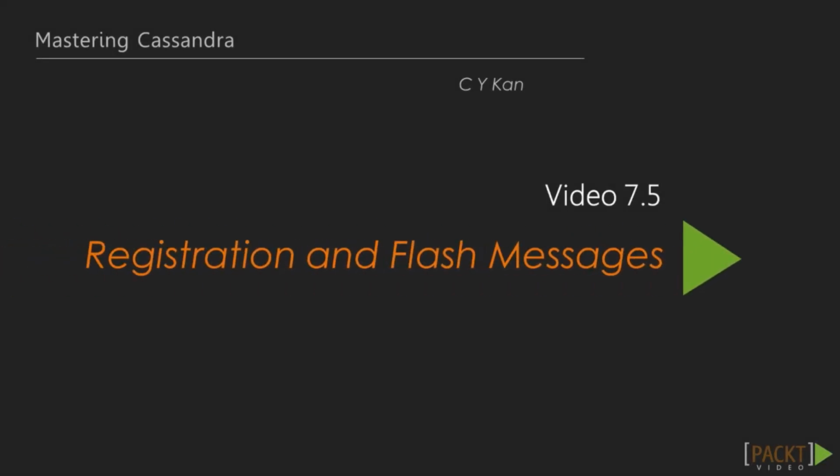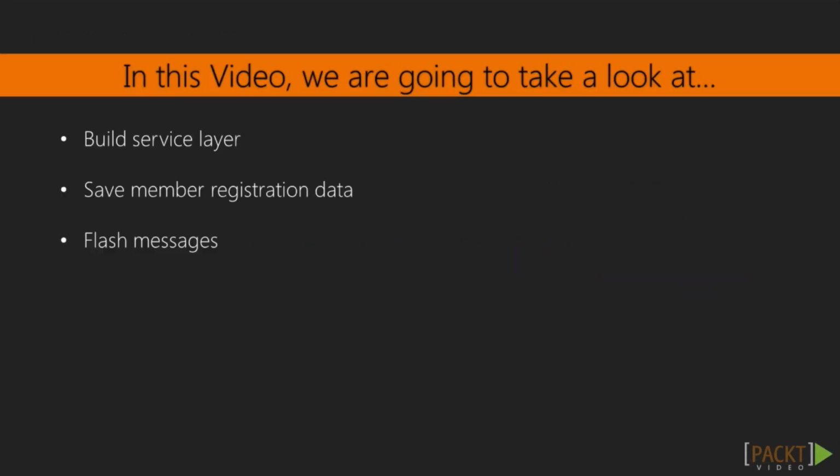Welcome to the last video of this section, Registration and Flash Messages. In the previous video, we used JSON to pass stock data to tekken.js to plot some beautiful charts. In this video, we're going to build the membership service. We'll modify the member registration form to save the new member data into Cassandra. We'll also make use of flash messages to return the registration status to the view.